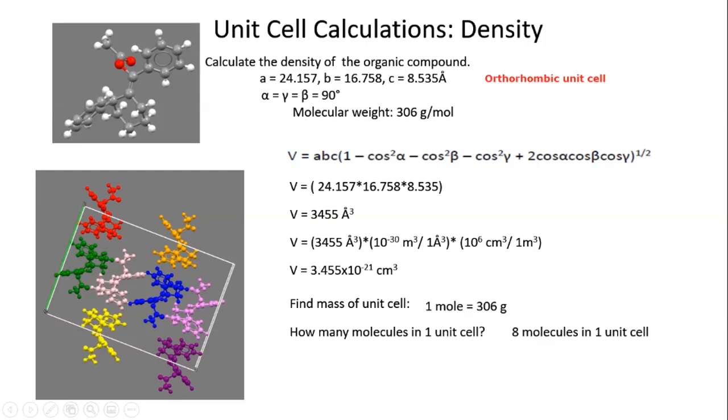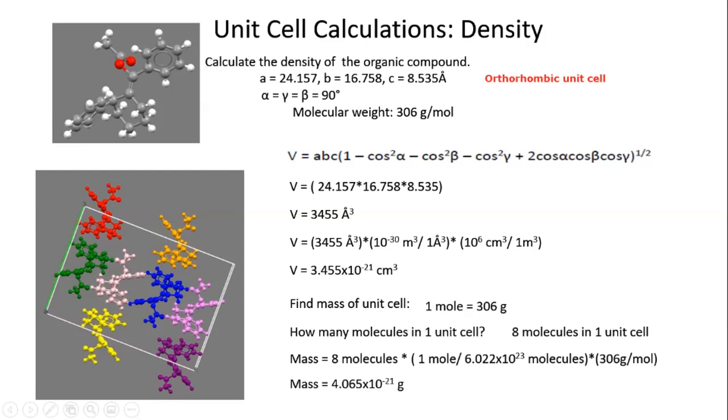We know how many molecules there are, 8, so we can use this equation here to calculate the mass of the unit cell. Now we have the mass, we have the volume. We can find the density of the unit cell, and it's 1.177. So when you look at the crystallographic file and you see the density reported, this is how they calculate the density.